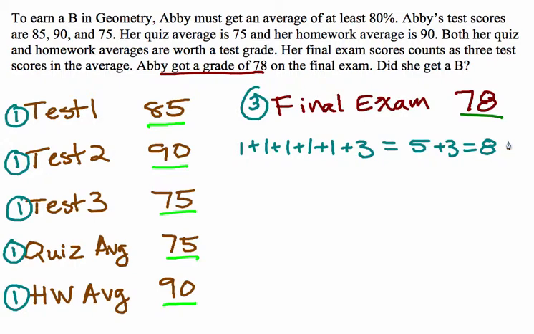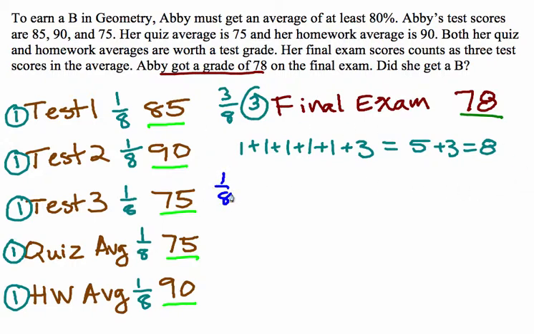5 of them are individual scores that come from the tests, the quizzes, and the homework, and then 3 of those pieces come all from the final exam. So I can consider the first test to be 1/8 of her final score, the second test to be 1/8 of her final score, the third test to be 1/8, the quiz average to be 1/8, the homework average to be 1/8, and then the final exam is going to be worth 3/8. If I add up all those pieces, I get a total of 8/8, or 1, which is 100% of the grade. So let's see what happens when we put these together.